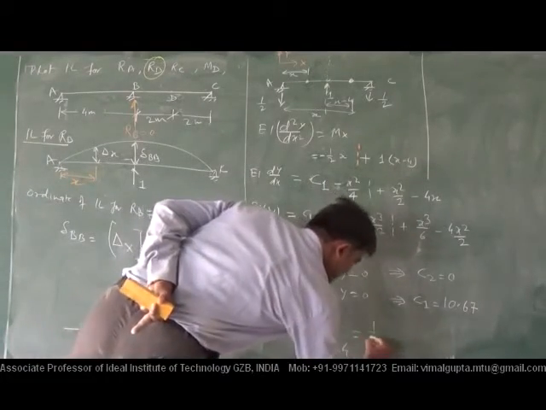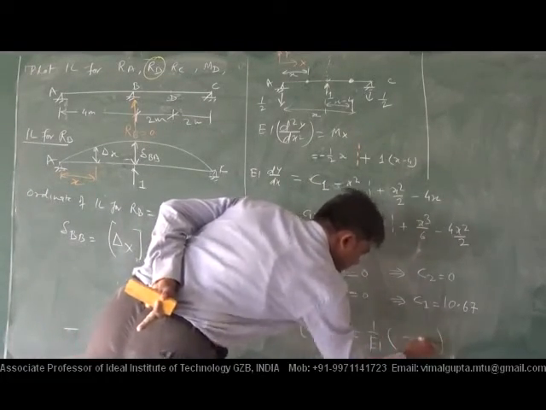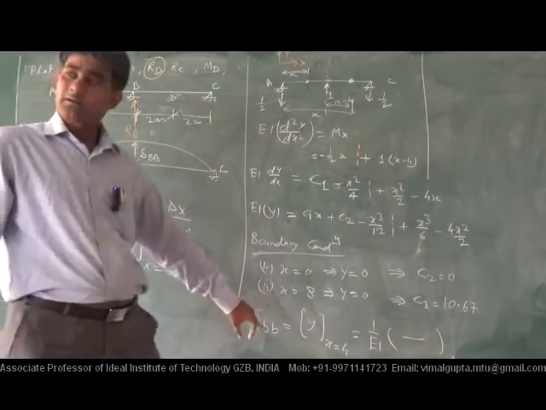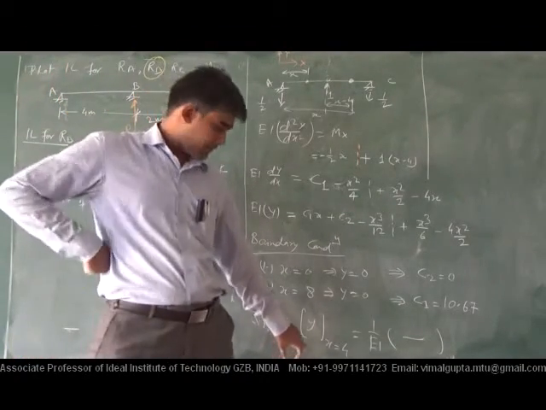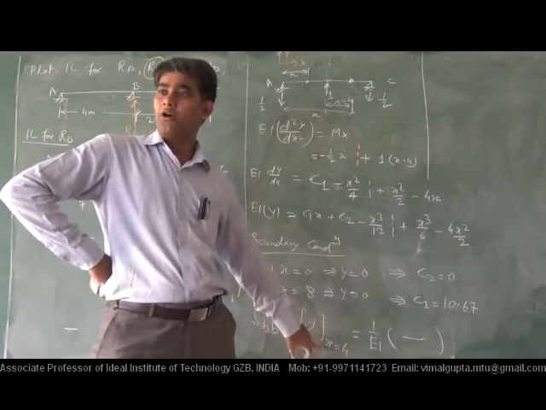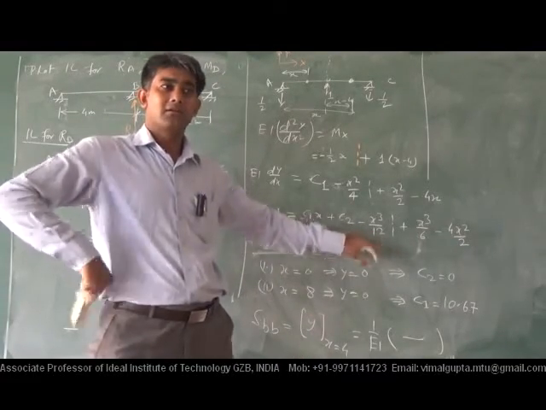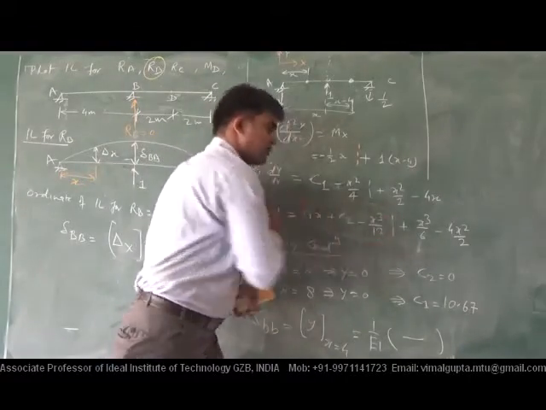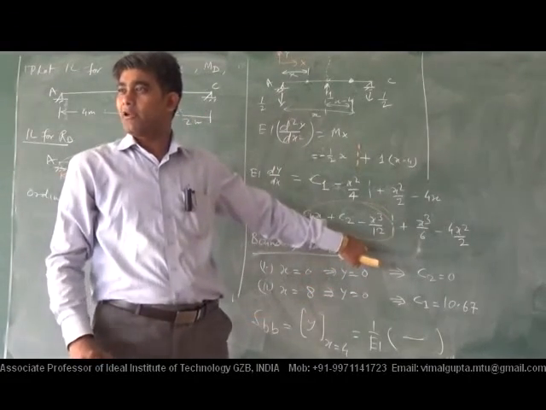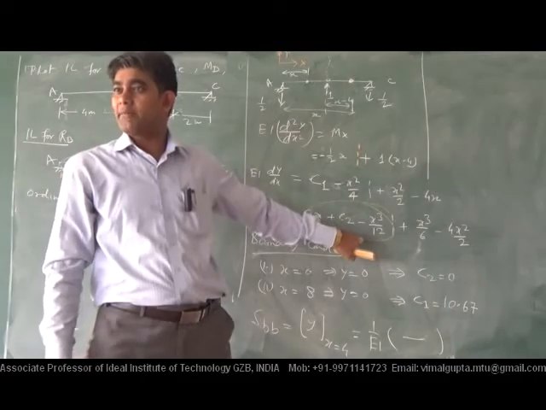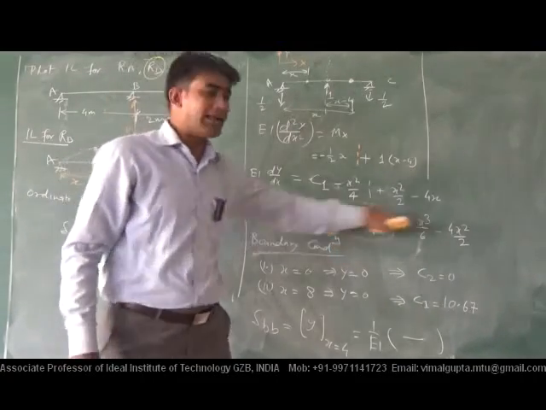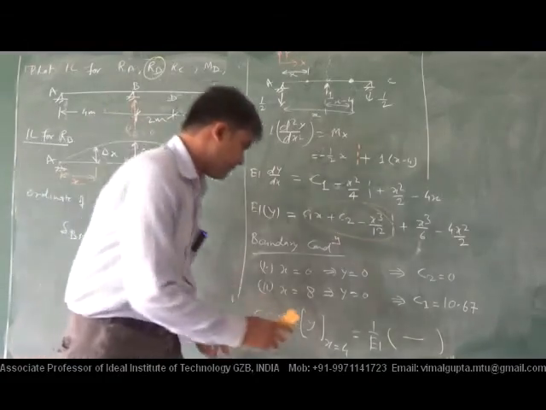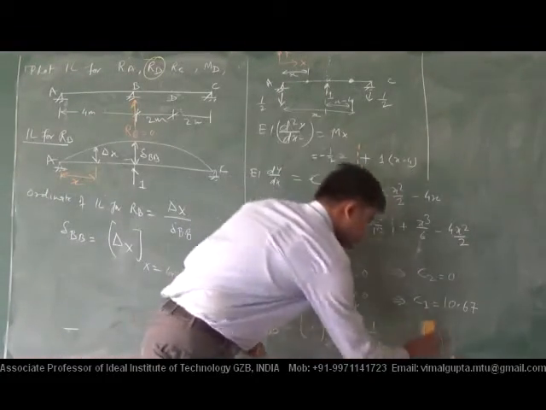1 by EI times of. Okay, but listen here. Put x is equal to 4. Only this one part, only this one segment will be taken. Not that it extends all the way to the end. So the value of this one will be 1 by EI times of.